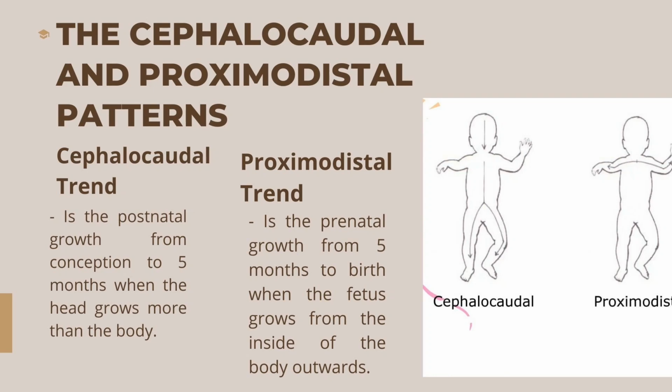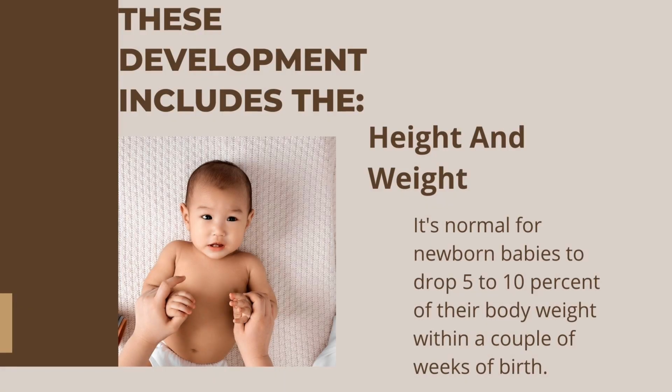The proximodistal trend is the prenatal growth from 5 months to birth when the fetus grows from the inside of the body outwards. This is also true in the first few months after birth, followed by the hands and fingers. The proximodistal trend in motor development refers to the development of motor skills from the center of the body extending outward. This development includes the height and weight.